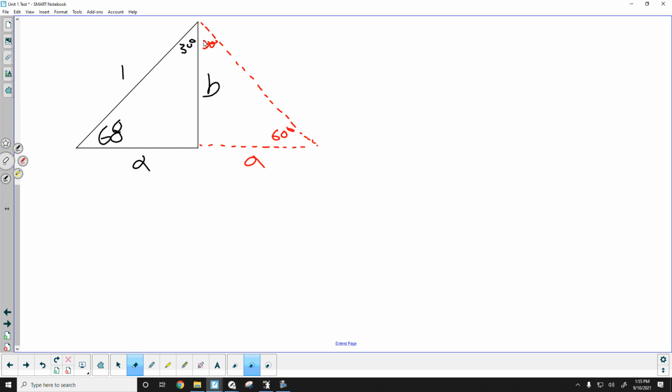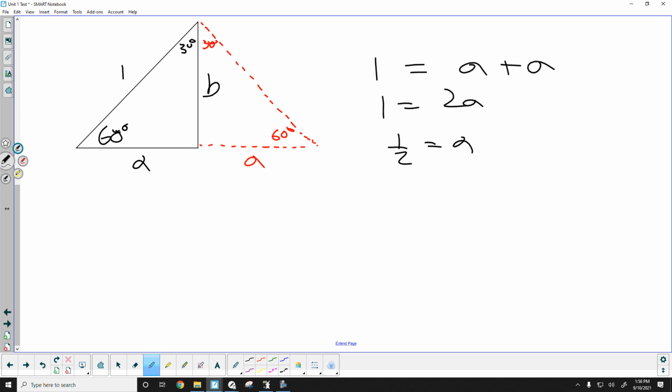Which means these side lengths have to be the same. 1 has to be equal to A plus A. Cool? Okay, A's got to be a half. Okay, find B.